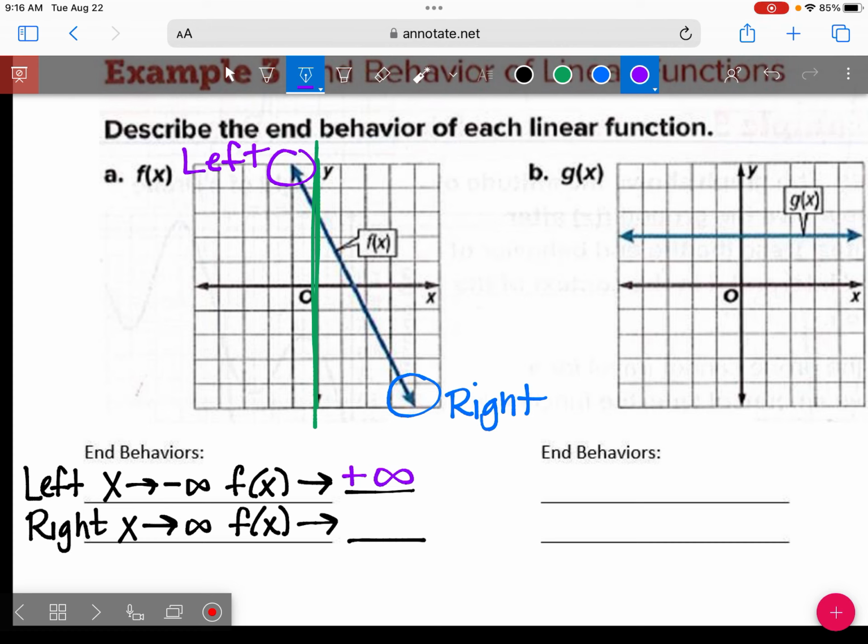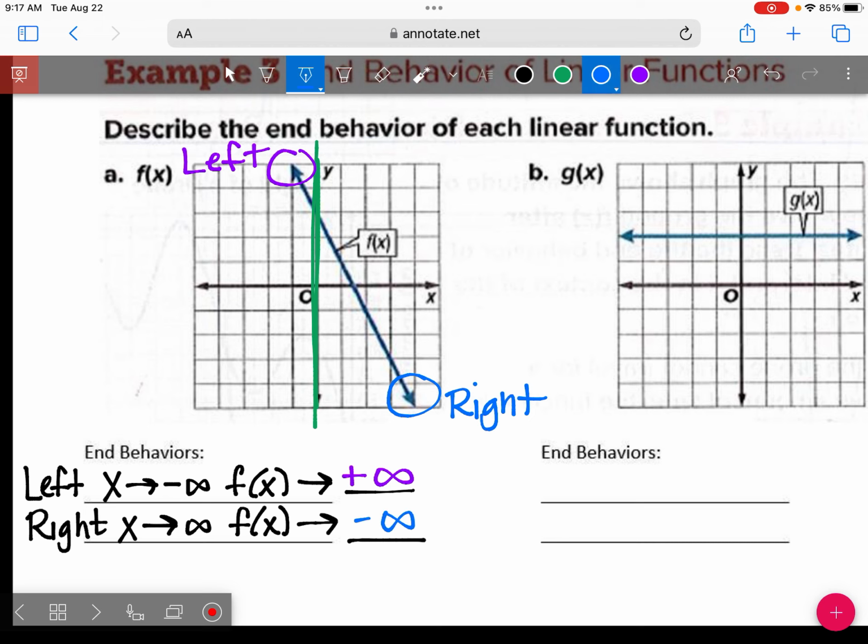Because that tells me that on the left side, the arrow is increasing. On the right side, this arrow is not going up, it is going down. So for your right behavior, you're not going to put a positive infinity, you're going to put a negative infinity. And that is what your end behavior statement means.